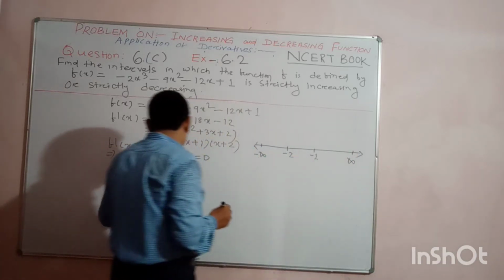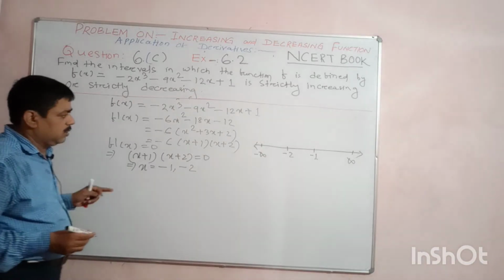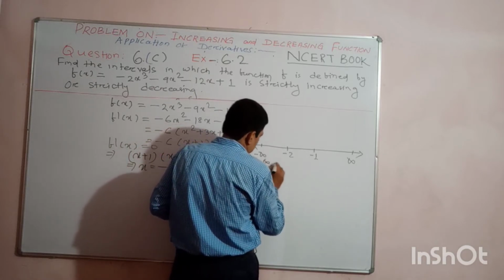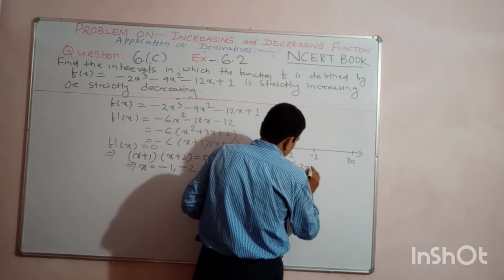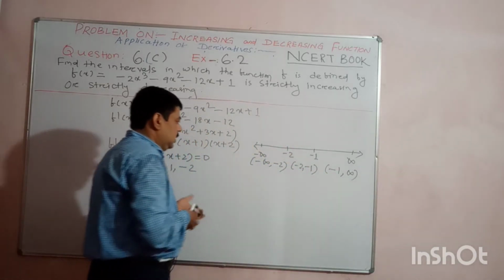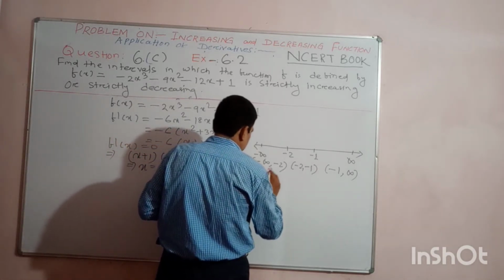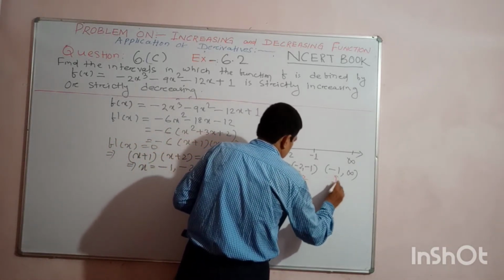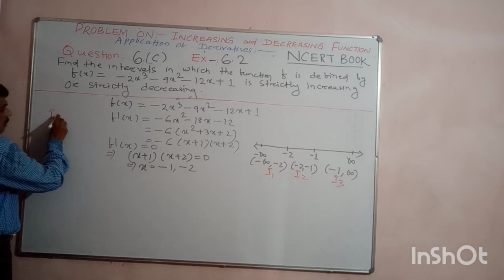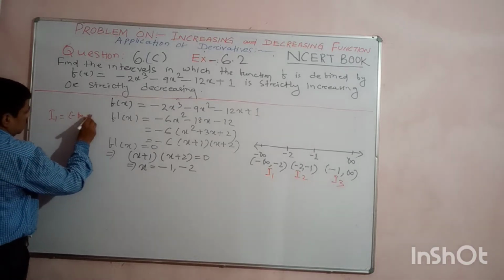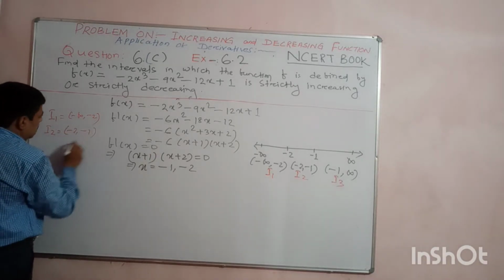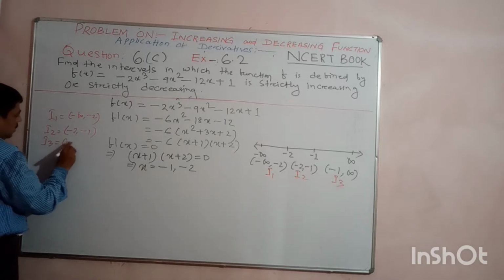So the real numbers x = -1 and x = -2 divide the real number line into 3 disjoint intervals. One is (-infinity, -2), another is (-2, -1), and the third interval is (-1, infinity). This is the first interval I1, minus infinity to minus 2, the second interval I2, minus 2 to minus 1, and the third interval, minus 1 to infinity.